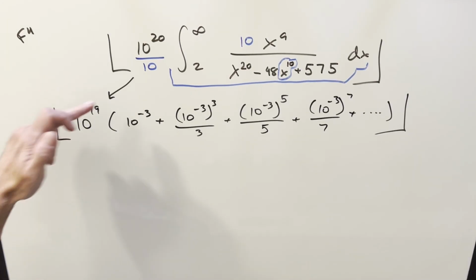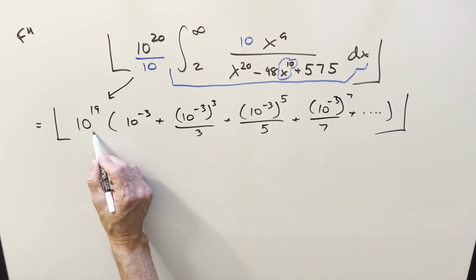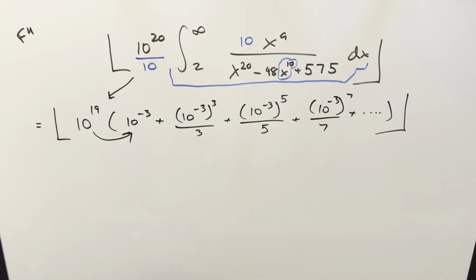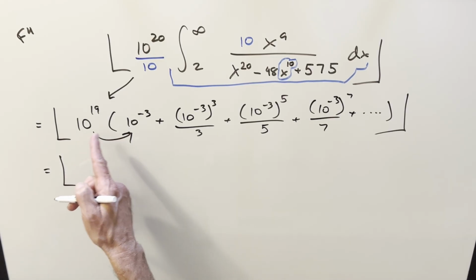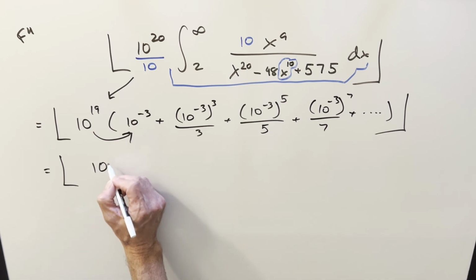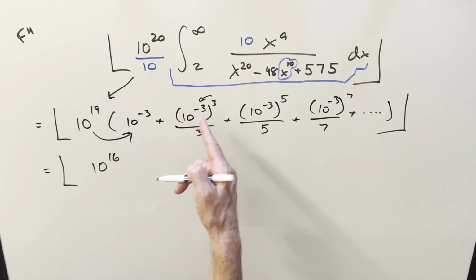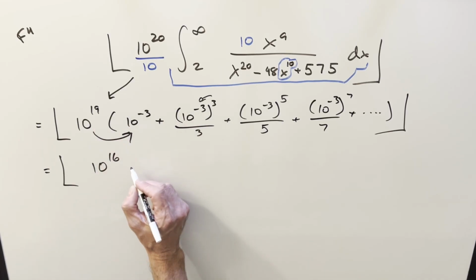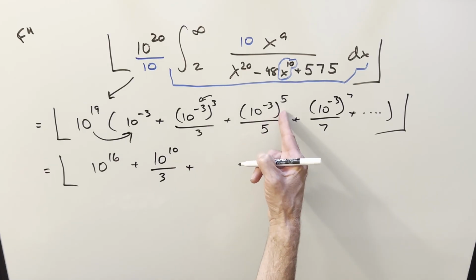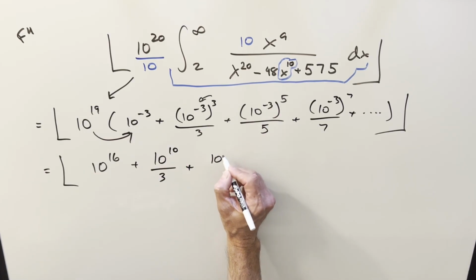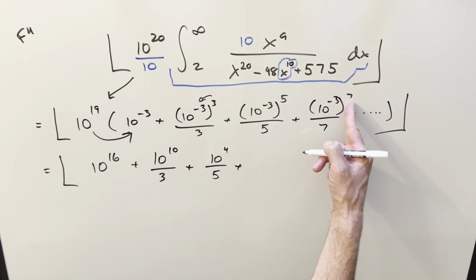Okay, now from here, all I did was simplify, dividing into 10 to get 10 to the 19th here. And now really to finish it, I just need to distribute in, and we'll have to apply the floor function, of course. So this isn't going to be too bad. 10 to the 19th times 10 to the minus 3 gives 10 to the 16th. Here, exponent properties, that is going to become 10 to the minus 9. Multiplied in here, we get 10 to the 10 over 3. This becomes 10 to the minus 15 times this, 10 to the 4th over 5. And then here, that's 10 to the minus 21.